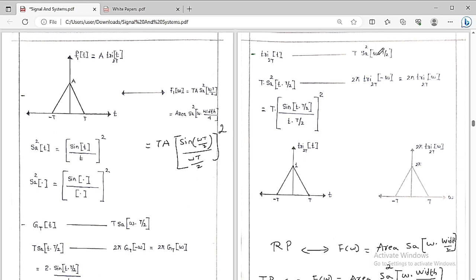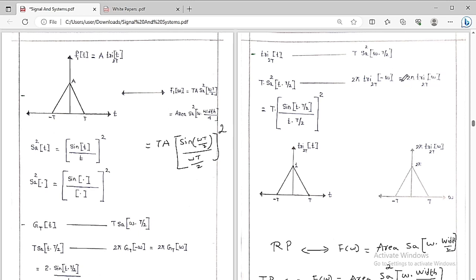Now I will apply the duality principle. In place of omega, I will substitute t here. So T into sinc square of T by 2. What is the Fourier transform? In place of small t, I replace t by minus omega and multiply by 2 pi. So 2 pi into triangle of 2T of minus omega. You can see this is also an even or symmetric signal, so it becomes the same: 2 pi triangle of 2T of omega.